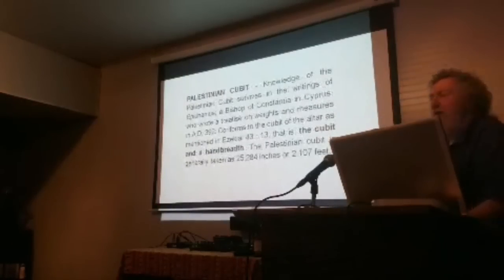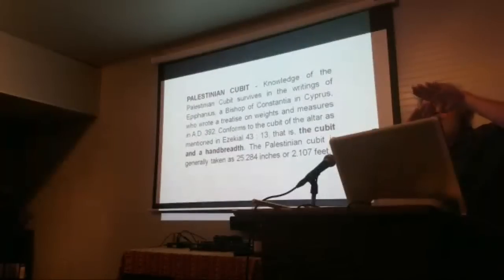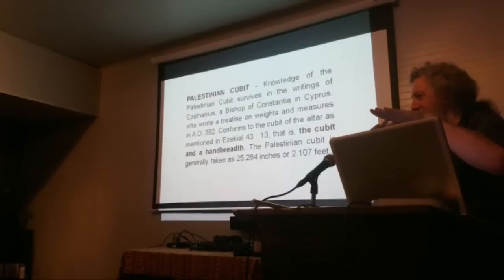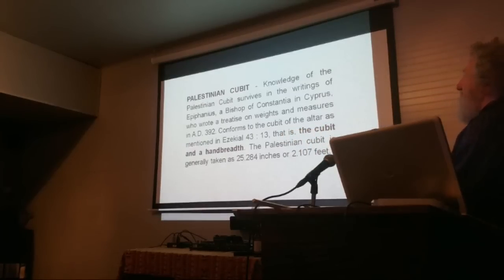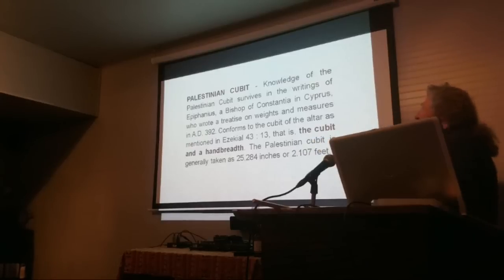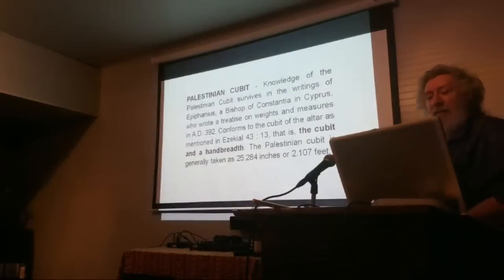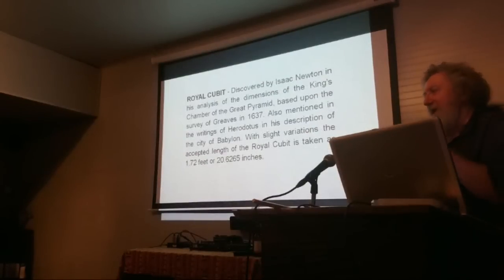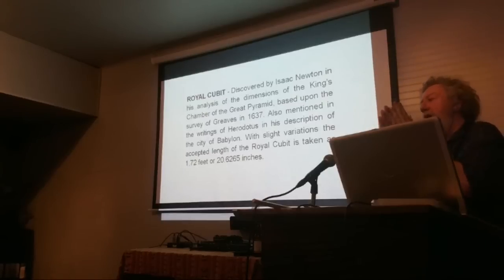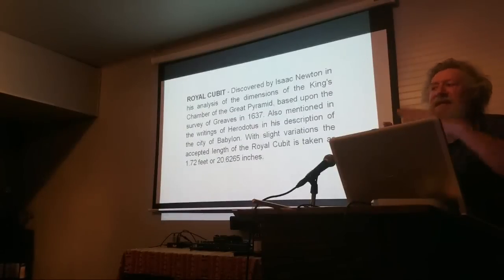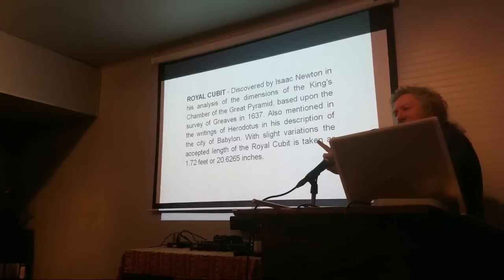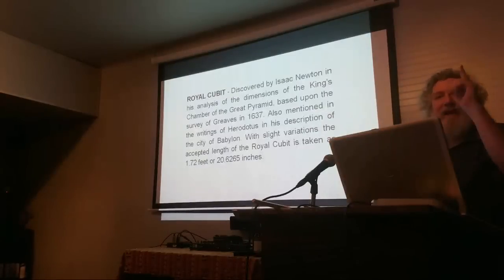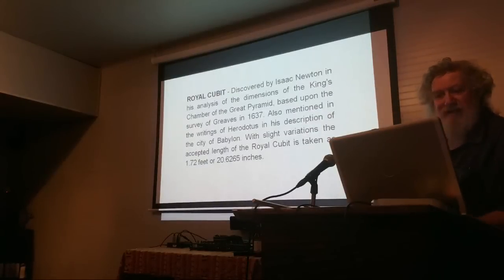See? Then there was a Palestinian cubit that showed up a couple of thousand years later, which was the cubit and a hand's breadth of Ezekiel. This was the ground plan of the Jewish temple, right? It conforms to the cubit of the altar as mentioned in Ezekiel 43:13, that is the cubit and a hand breadth. The Palestinian cubit is generally taken as 25.284 inches or 2.17 feet. Now, we're talking about being used in the Palestine area, between roughly 0 BC and 1000 BC, right? Now, if you take the Remen and multiply it by the square root of 3, what do you get? You get the Palestinian cubit. So now you've got Remen, royal cubit, Palestinian cubit following this progression.